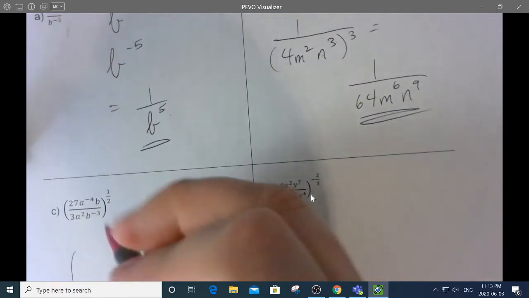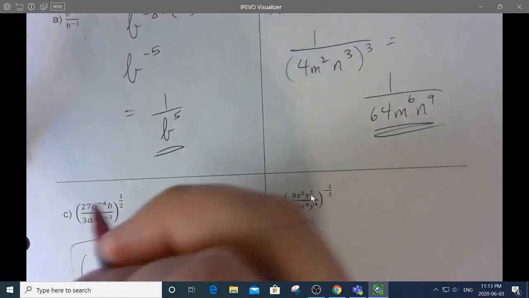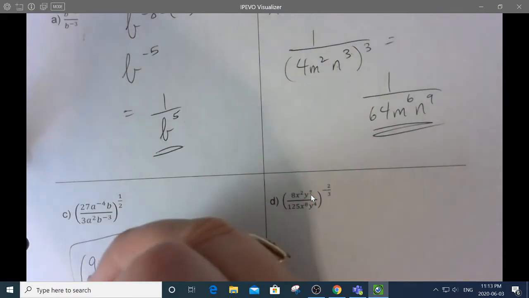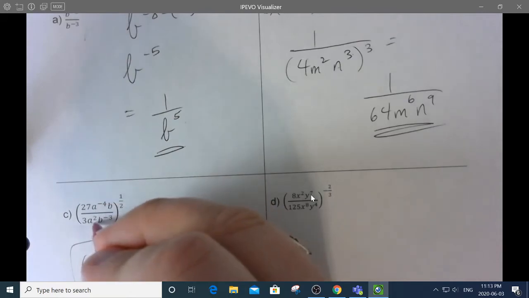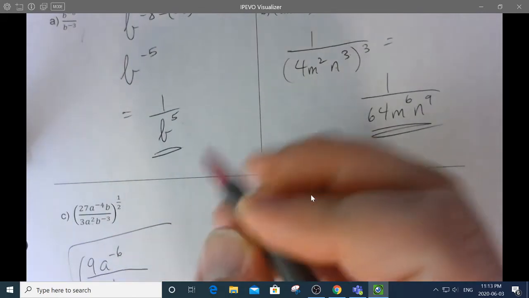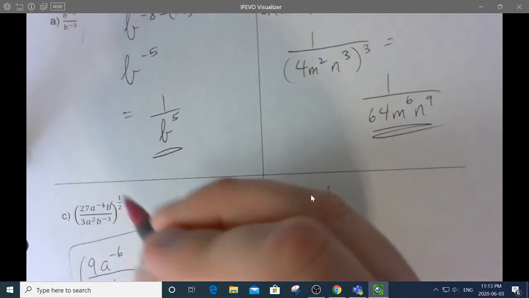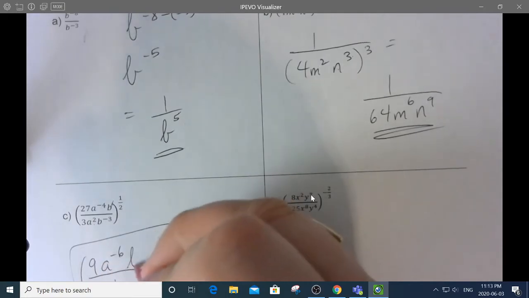All right, this is square rooting everything, but you know what? I'm going to simplify what's in the bracket first. So I'm square rooting everything, but I'm going to simplify what's inside there. So that's going to be 27 over 3, which is 9. Negative 4 minus 2 is negative 6, and there won't be anything left in the denominator just yet. B to the power of 1, remember that's a 1, right? 1 minus negative 3 is 4.